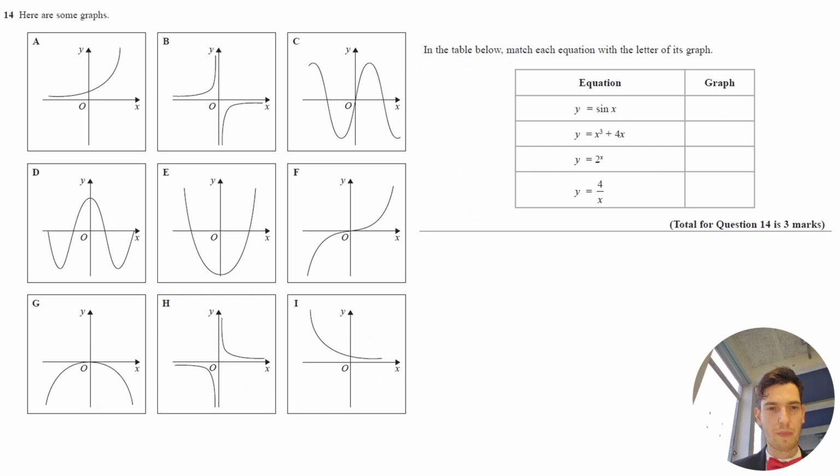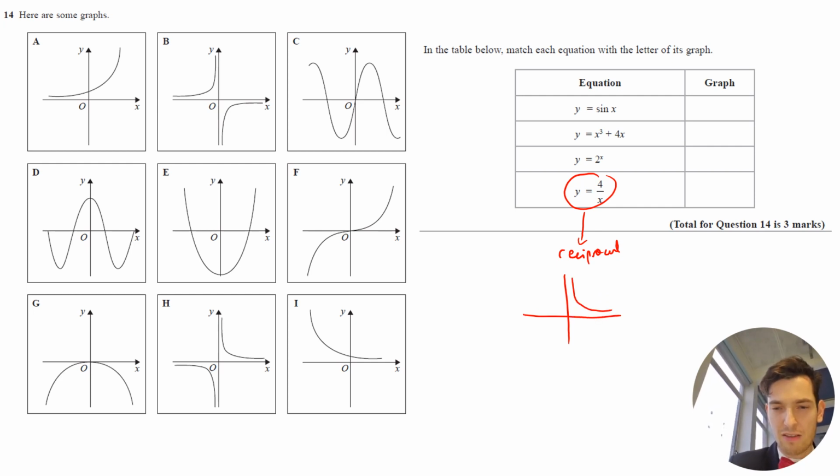Let's keep going. Okay, so question 14, here are some graphs. Now, some of these graphs we actually haven't covered yet. So we'll do the ones that we have, and then I'll talk through very quickly the ones that we haven't. So we have looked at this bottom one here, which is a reciprocal graph. And I know that this graph looks like this because it's a positive reciprocal graph. So the one that looks like that is, I think, H. So we will put H for that.